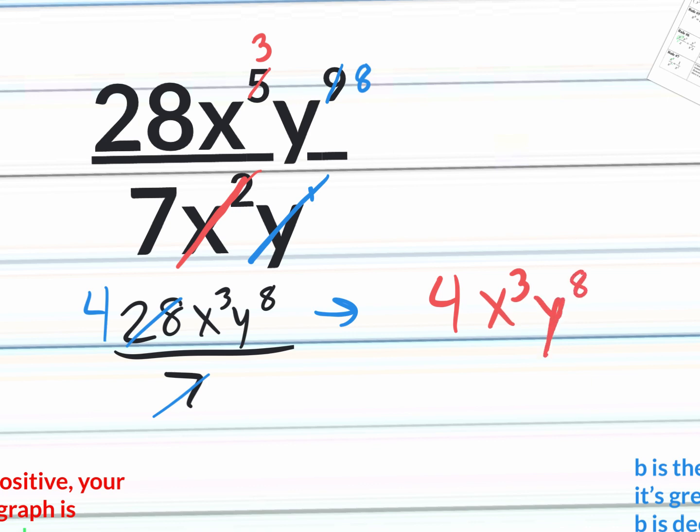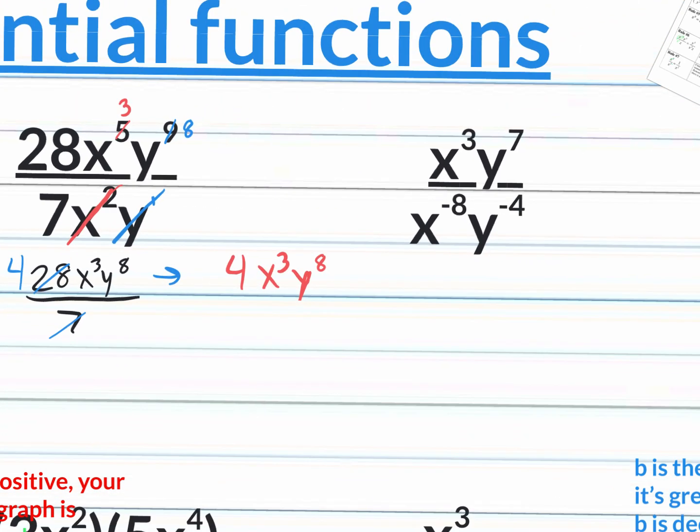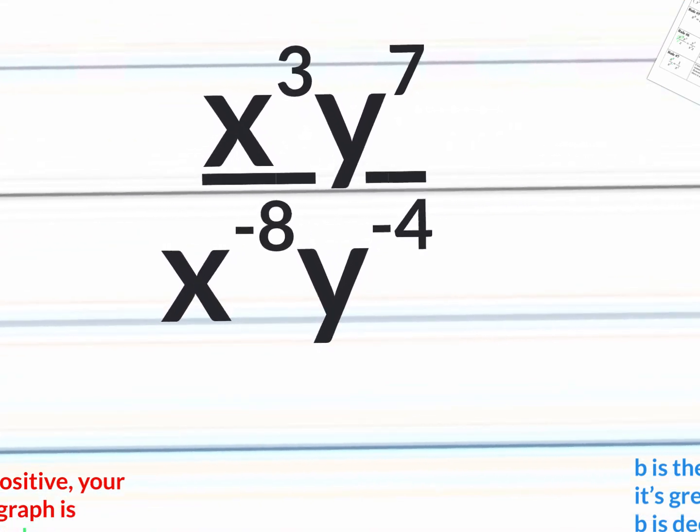Now, because I did not have anything left over on the bottom, I don't need to write over 1. We could just leave it as 4x to the 3rd, y to the 8th. That's your final answer. Do you get it? You're going to see some questions exactly like that one on the practice midterm and on the midterm Friday. Okay. Here's another one with the fraction.